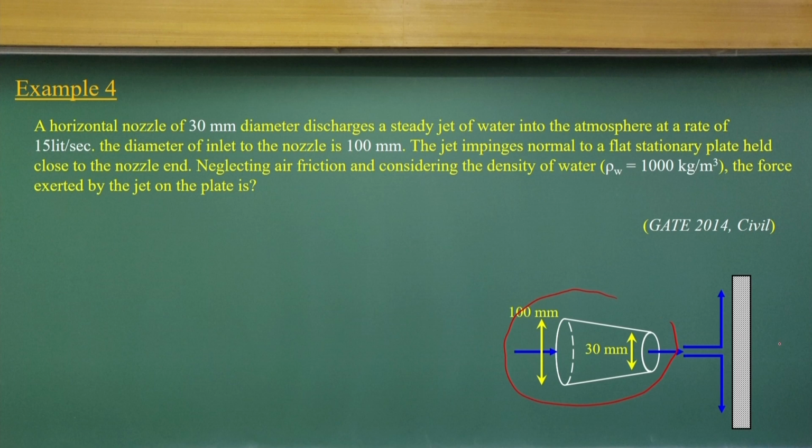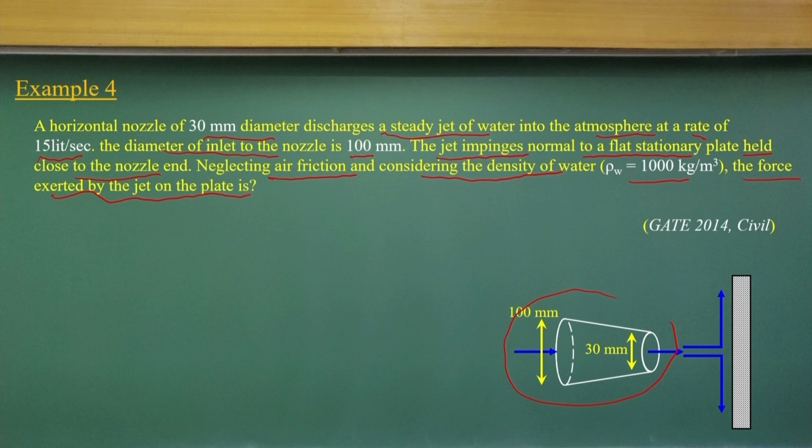The same jet is there, but there is a horizontal nozzle of 30 millimeter diameter discharging a steady jet into the atmosphere at the rate of 15 liters per second. The diameter of the inlet to the nozzle is 100 millimeters, that is, 100 millimeters to 30 millimeters. The jet impinges normal to a flat stationary plate held close to the nozzle, neglecting air friction, considering the density of water equal to 1000 kg per meter cube. What could be the force exerted by the jet on the plate?